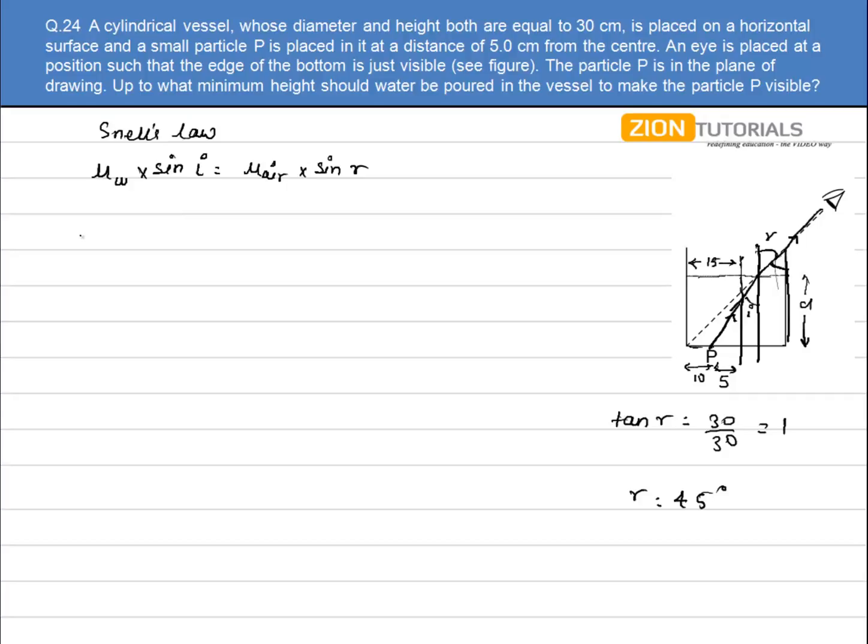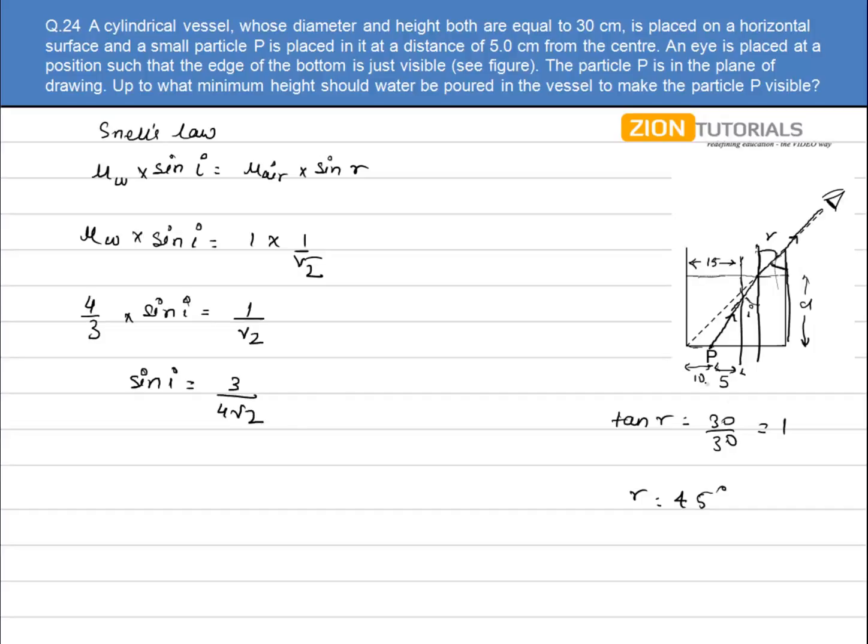So I have mu of water into sine of I is equal to mu of air, that is 1, into sine R, which will be sine 45, that is 1 by root 2. Now mu of water is 4 by 3, so 4 by 3 into sine I is equal to 1 by root 2. So sine I comes out to be 3 by 4 root 2.